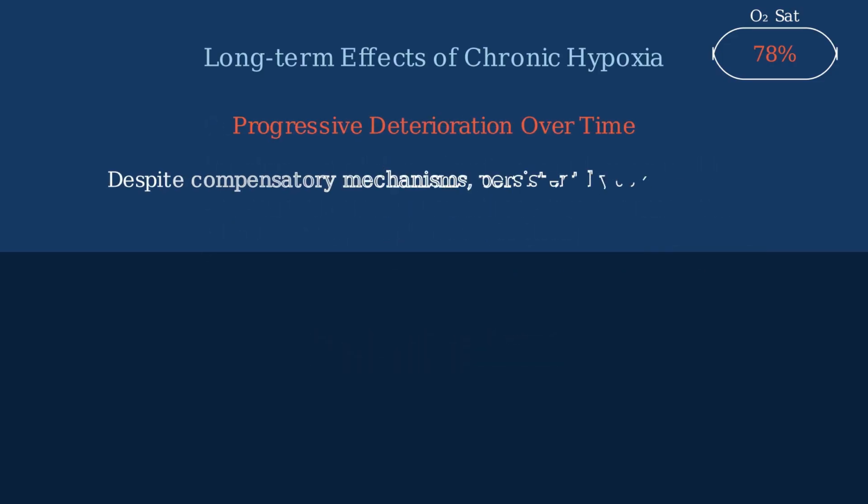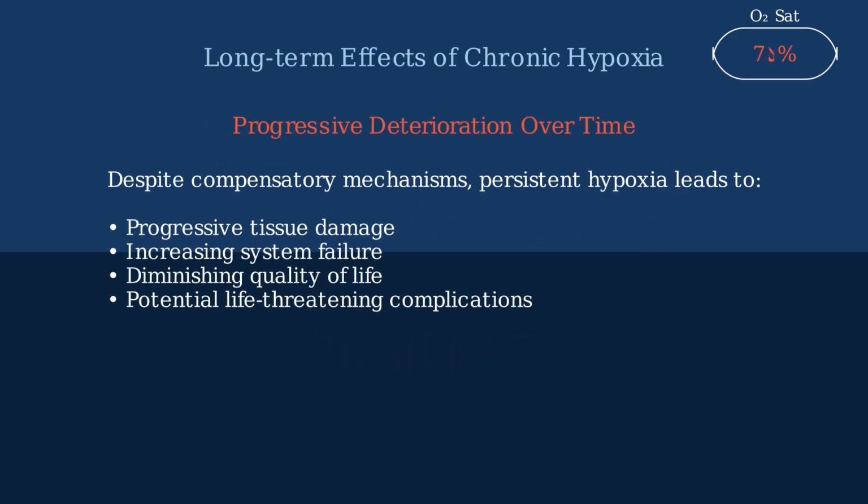Despite these compensatory mechanisms, persistent hypoxia ultimately leads to progressive tissue damage and system failure. The body's adaptations may temporarily improve oxygen delivery, but they cannot fully overcome the effects of chronic oxygen deprivation. This results in a steady decline in function, diminishing quality of life, and potentially life-threatening complications.